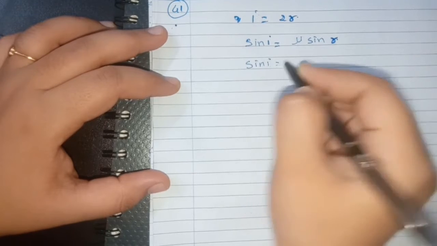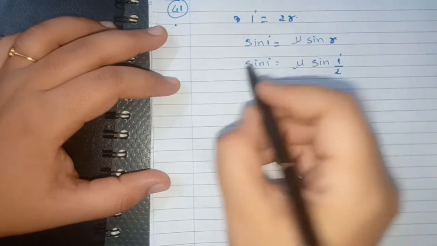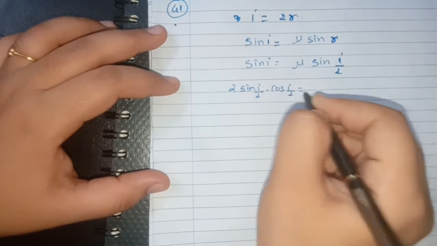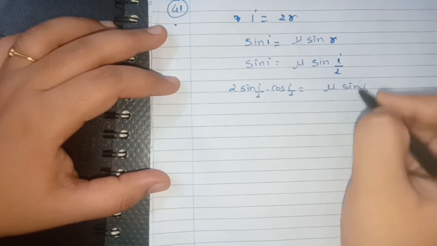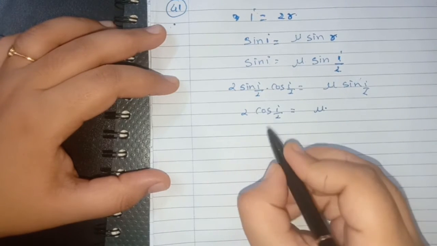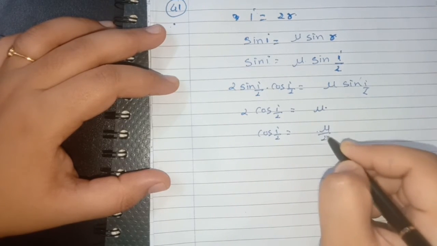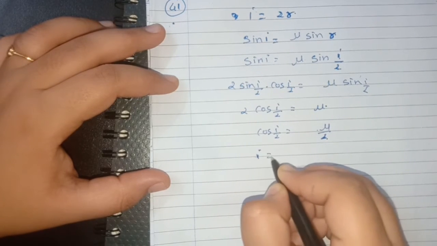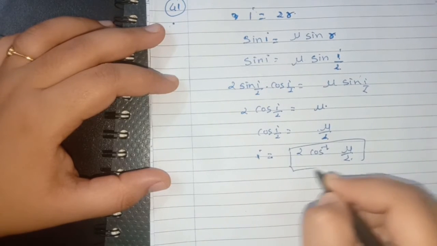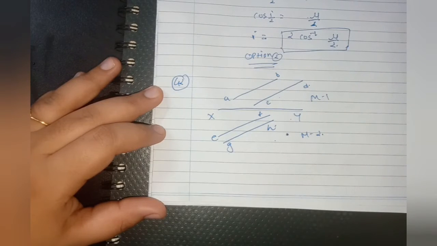So sin i = mu sin r can be written with sin i replaced by 2 sin(i/2) cos(i/2) = mu sin(i/2). The sin(i/2) will get cancelled out. So 2 cos(i/2) = mu, so cos(i/2) = mu/2. So i will be equal to 2 cos inverse of mu/2. So option 2 is the answer in question number 42.